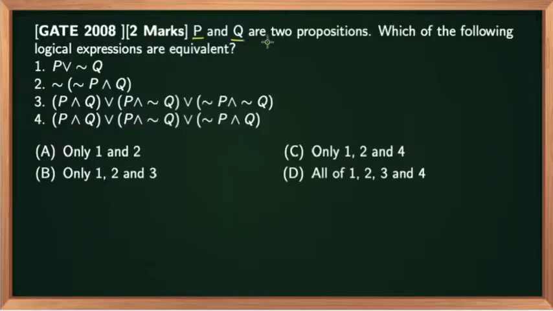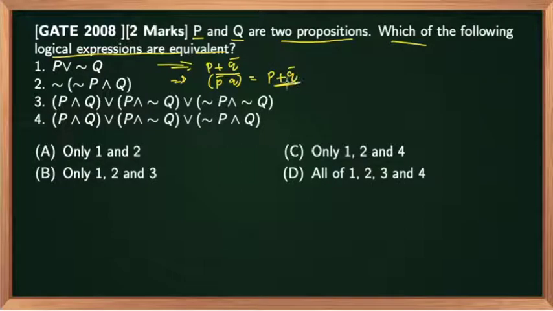P and Q are two propositions. Which of the following logical expressions are equivalent? So the first choice, you have P plus Q bar. Second choice, you have P bar Q whole bar, that's equal to P plus Q bar. So I know that 1 and 2 are correct, right? Even I don't need to basically check 1 and 2. If you see the choices, all the choices are having 1 and 2, okay? Now let's see the third choice.